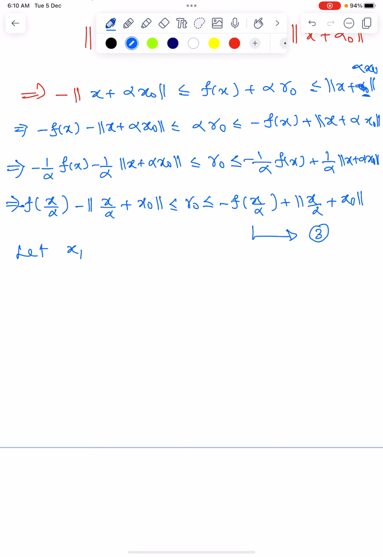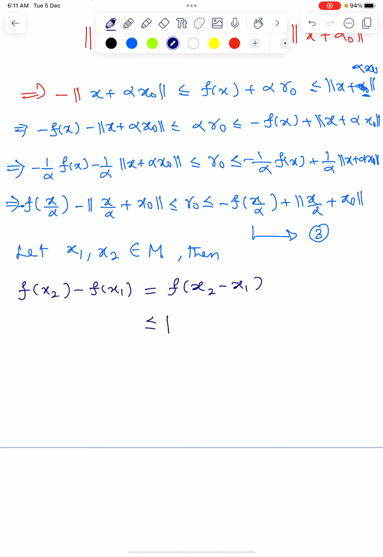Now take two elements x1, x2 belonging to capital M. Then calculate f of x2 minus f of x1, whether it is x1 minus x2 or x2 minus x1. Since f is a linear transformation, it can be written as f of x2 minus x1, which is clearly less than or equal to mod f of x2 minus x1. Again, this is less than or equal to norm f into norm x2 minus x1. We assume that already norm f is equal to 1.